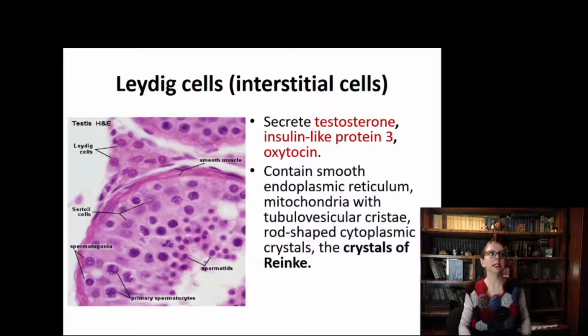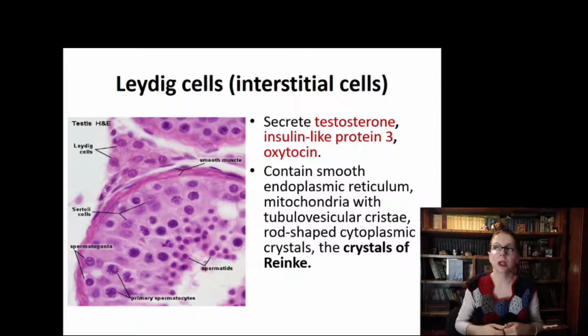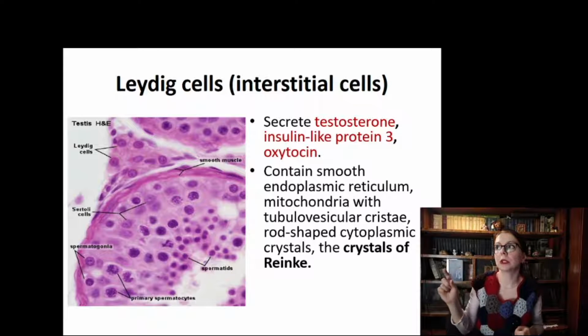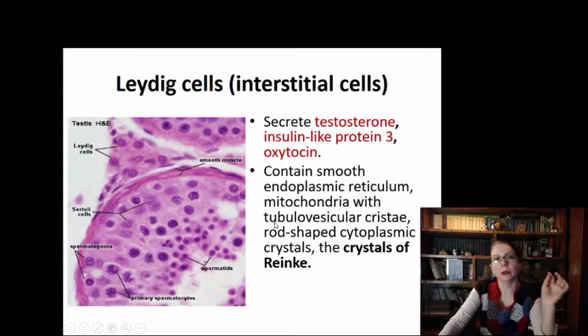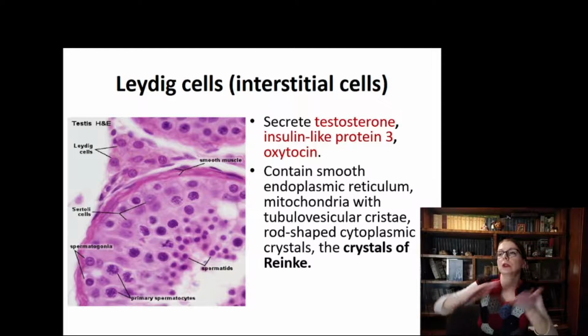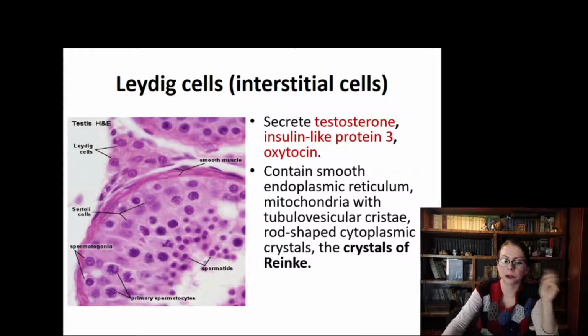Then Leydig cells, they have a typical appearance of steroid-producing cells. If you remember the adrenal gland, we also discussed their two very well developed organelles. These are the smooth endoplasmic reticulum and mitochondria. And the same is true for this place: smooth endoplasmic reticulum and mitochondria with tubular vesicular crests. You remember that crests are usually lamellar, flattened, like lamellae. But in this case, tubules are formed. And this is the sign of steroid-producing cells.